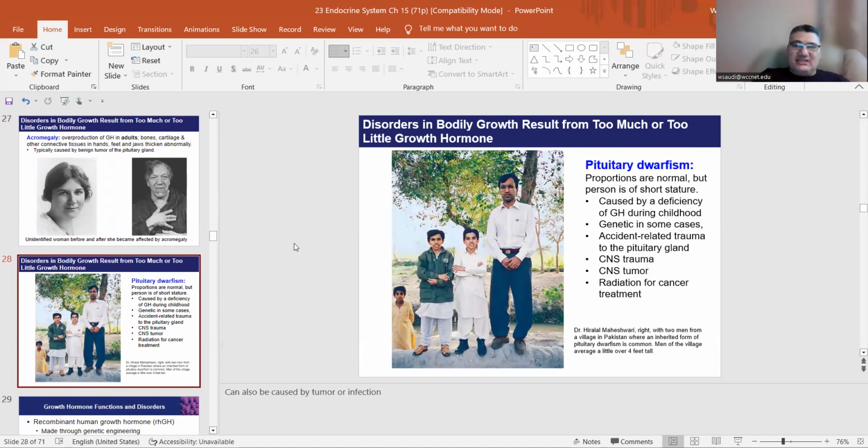So this is what happened. On the other hand, dwarfism, you don't need to know much about it. Just underproduction of growth hormone during childhood.